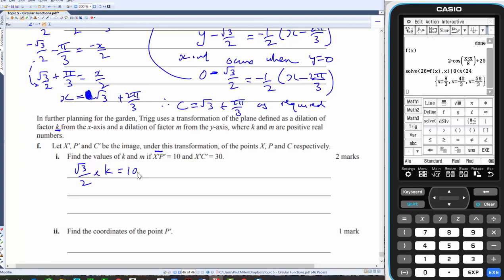So what we're going to do is multiply it by 2 and divide it by root 3. So k is going to equal 20 on root 3. And we've found out our first value there, that's the k value.